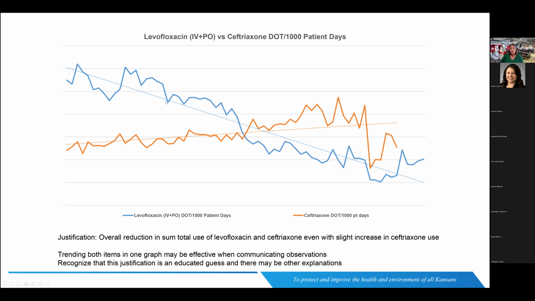And so I think strategies like this can be helpful if you're seeing an increase in cost or increased case mix index. Trending those things that are increasing against factors that are potentially decreasing at the same time can be really helpful and easy to communicate quickly in a visual.